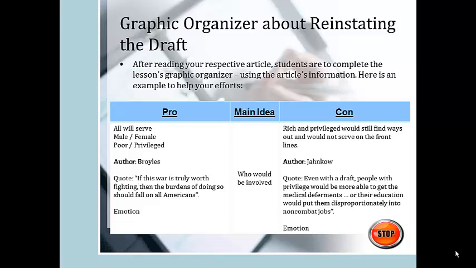So we're going to stop here. Students need to open in their Blackboard the Microsoft Word document for their graphic organizer. You need to complete this information based off of what you read in your article, whether you were for reinstating the draft or whether you were against reinstating the draft. This information will be emailed for a grade.